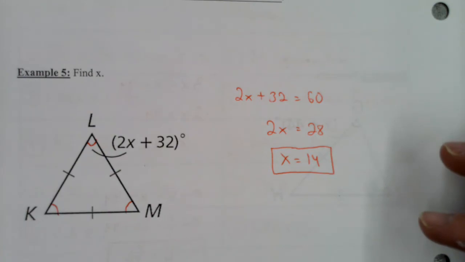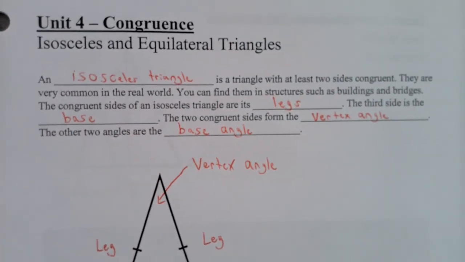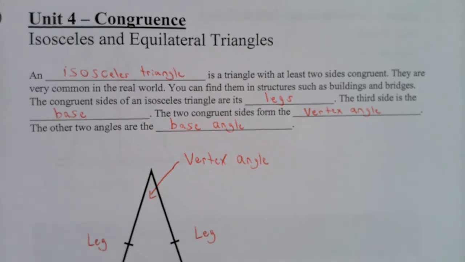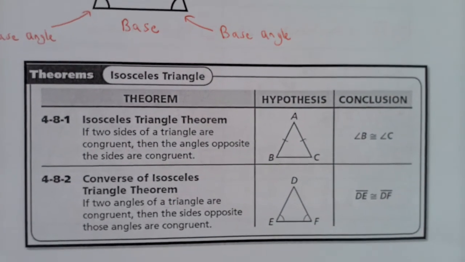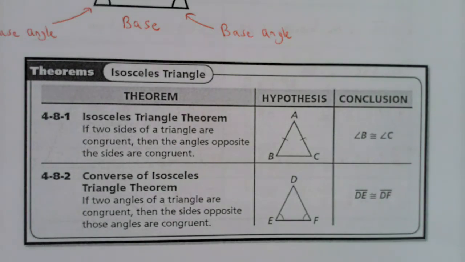So that is the end of that lesson. That was Unit 4, Lesson 4, called Isosceles and Equilateral Triangles. You really have to make sure you have these two theorems memorized. We're going to be using those a lot in this lesson and in all the assignments in this lesson.